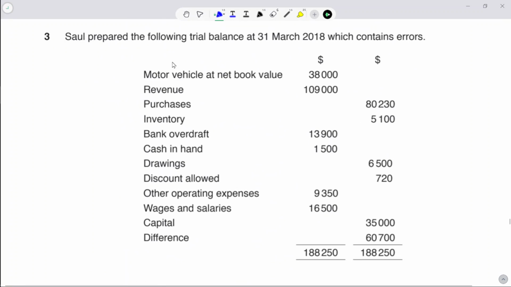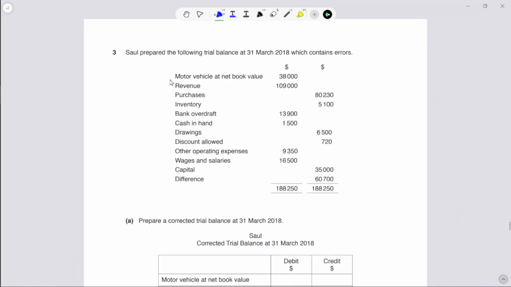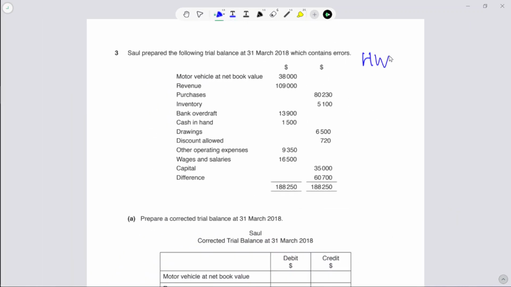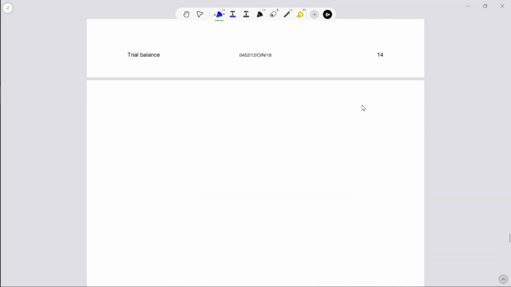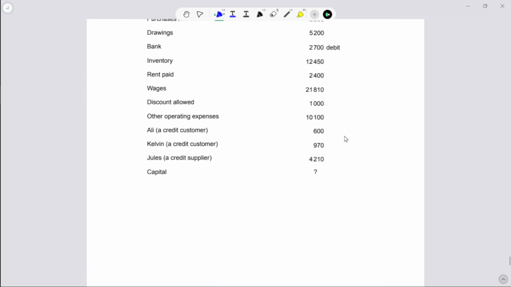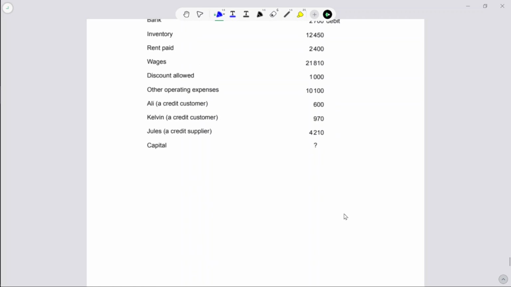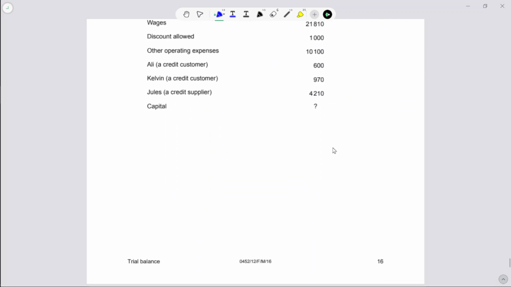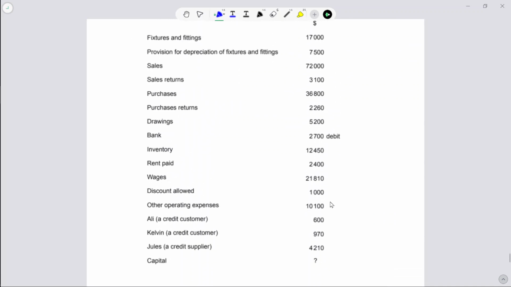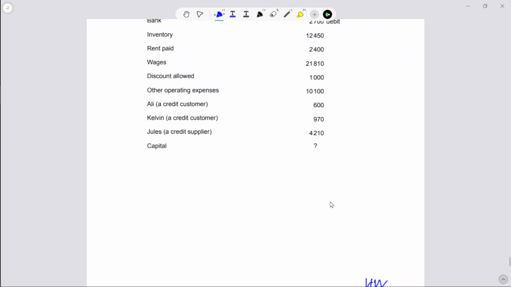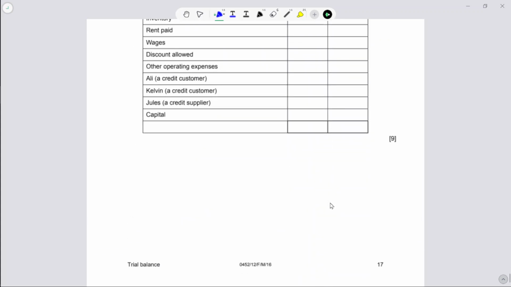After I spent so much time, this one I give you homework. Now this one, page 16, also I give you homework. So we're done.